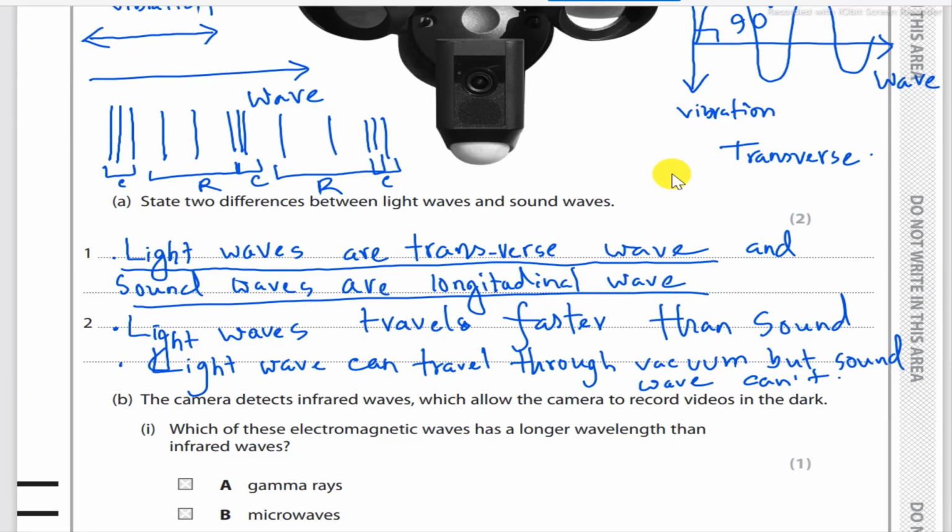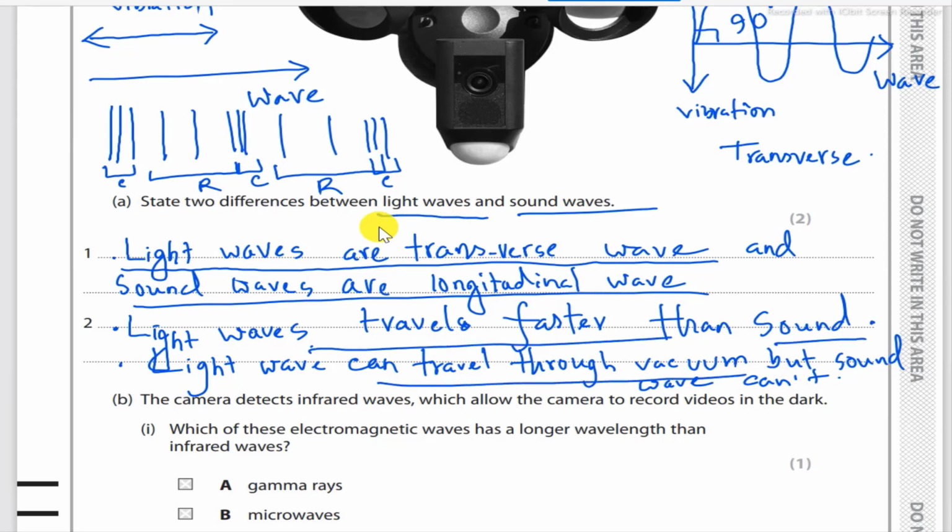So what is the main difference between light waves and sound waves? Light wave is a transverse wave and sound wave is a longitudinal wave. Light waves travel faster than sound. Light waves can travel through a vacuum, but sound waves can't. Light wave is an electromagnetic wave, but sound wave is a mechanical wave.